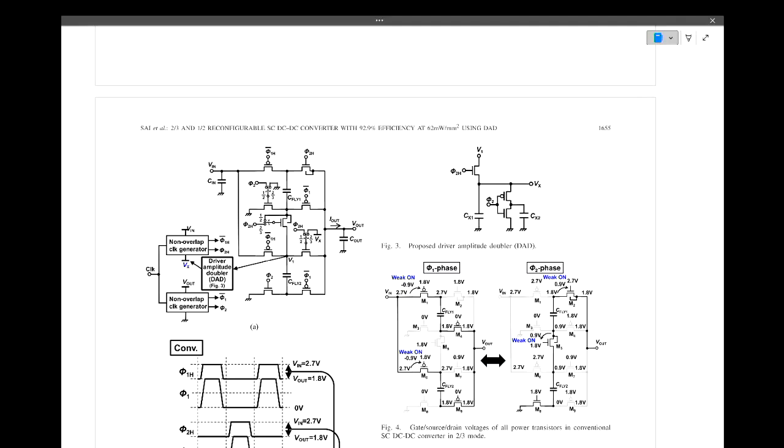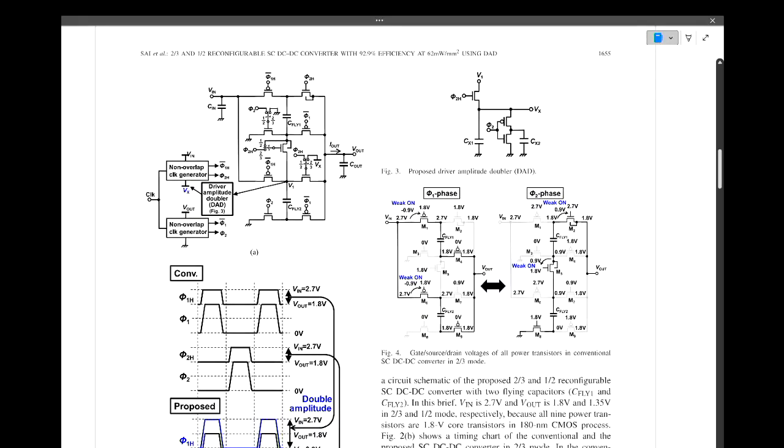Actually, there's a little question about the DADs. Since the DAD just increased the swing range from the half swing, which is 1.8 volts to the 2.7 volts, to the 0.9 volts to the 2.7 volts, the Buck circuit can do the same thing. So why do we want to use DAD rather than Buck in this circuit?